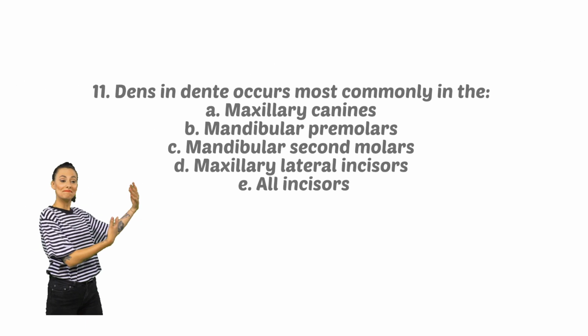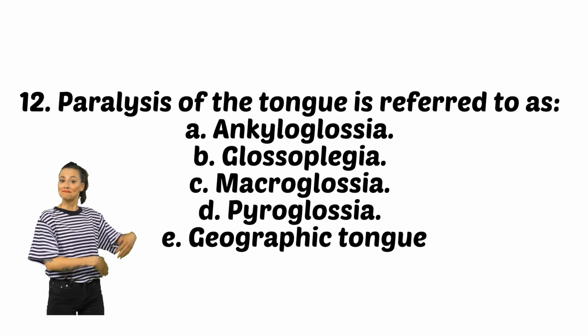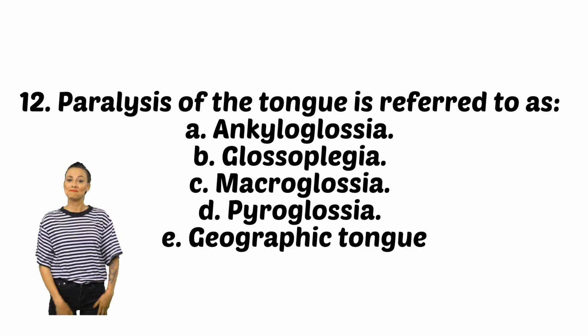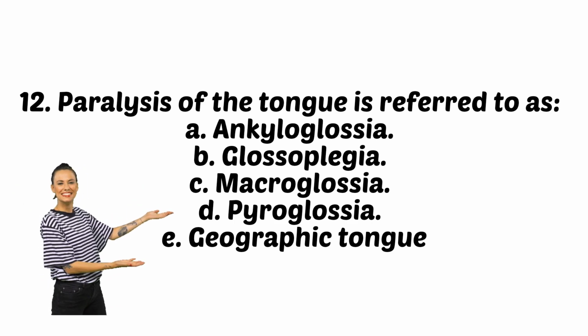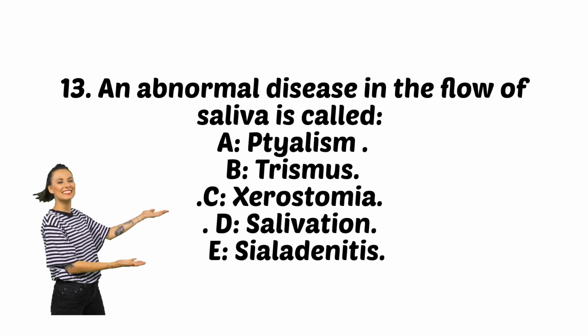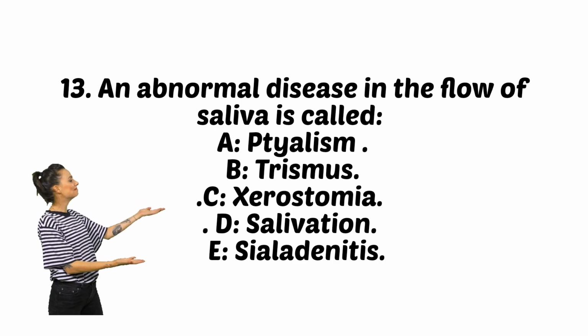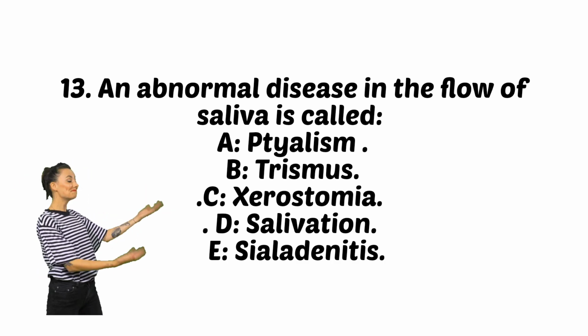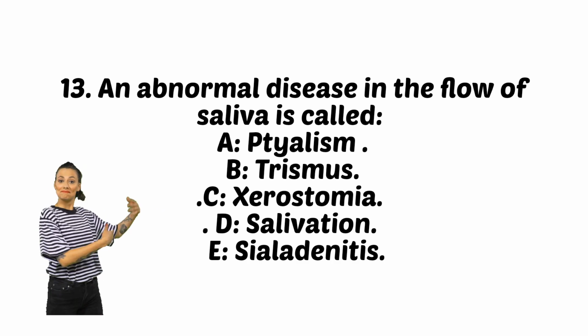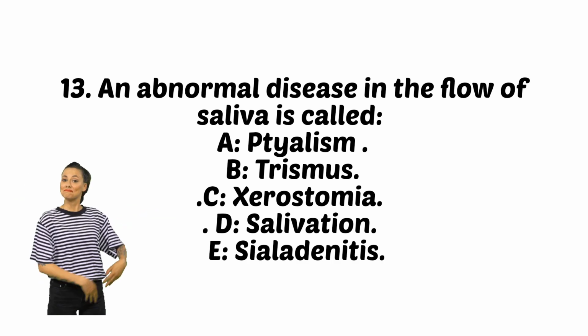Maxillary lateral incisors. 12. Paralysis of the tongue is referred to as: A. Ankyloglossia, B. Glossoplegia, C. Macroglossia, D. Pyroglossia, E. Geographic tongue. Option B is correct. Glossoplegia. 13. An abnormal decrease in the flow of saliva is called: A. Ptyalism, B. Trismus, C. Xerostomia, D. Salivation, E. Sialadenitis. Option C is correct.